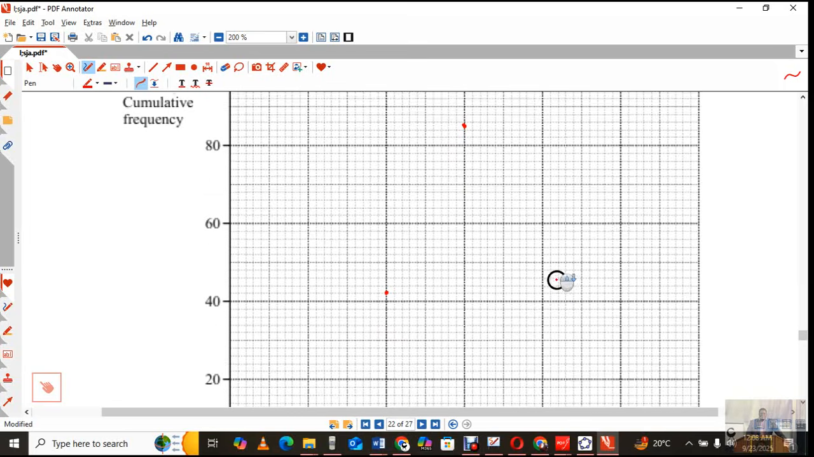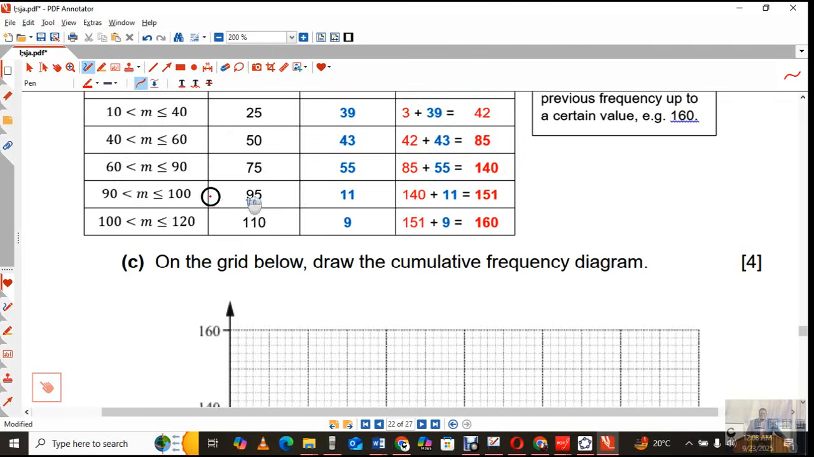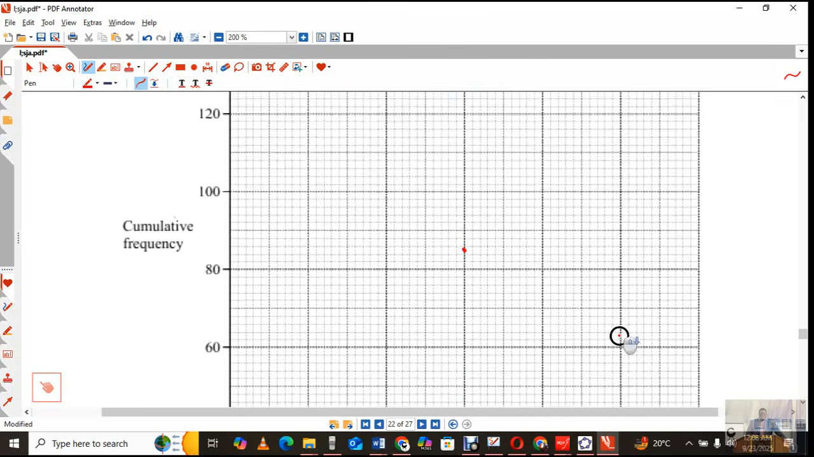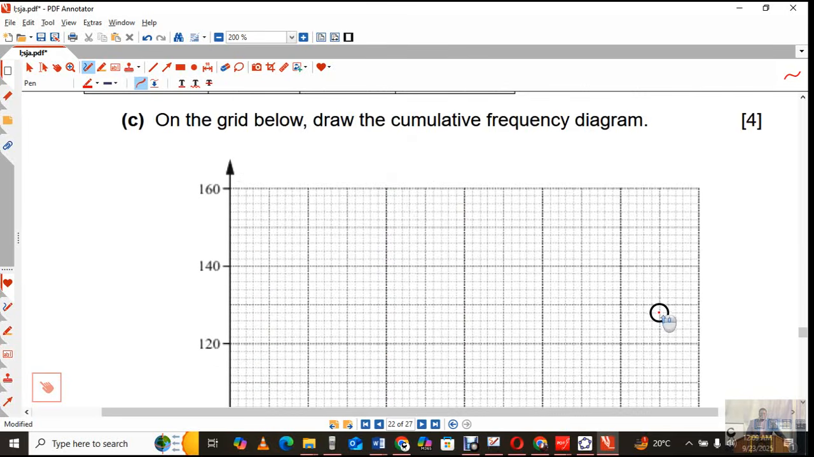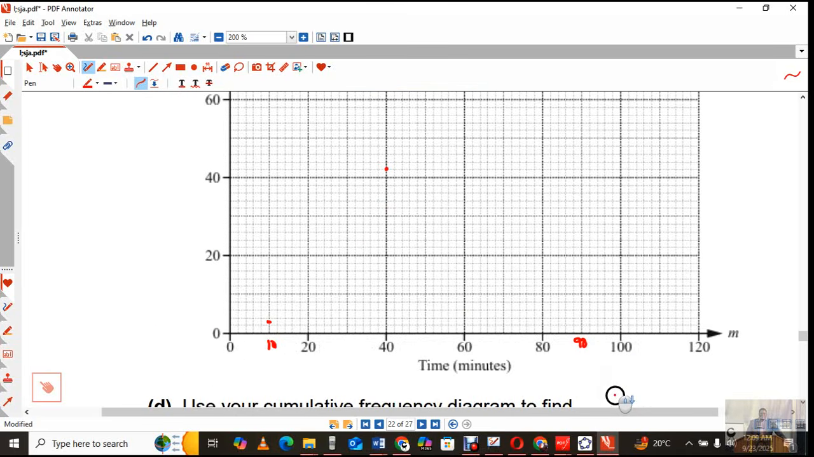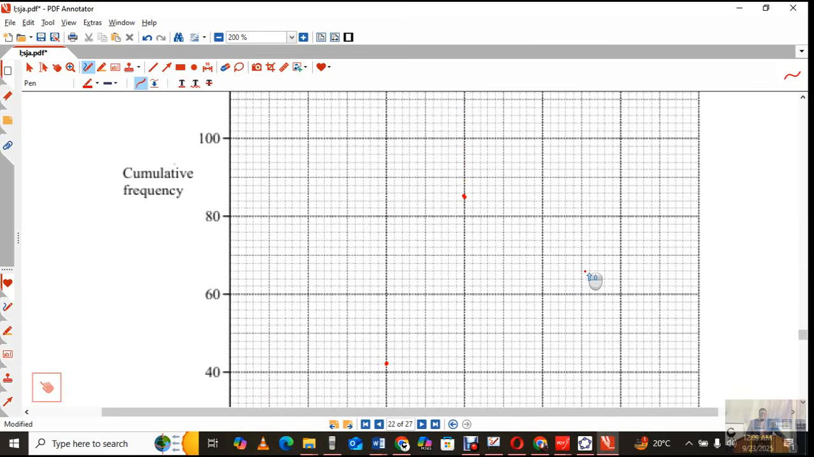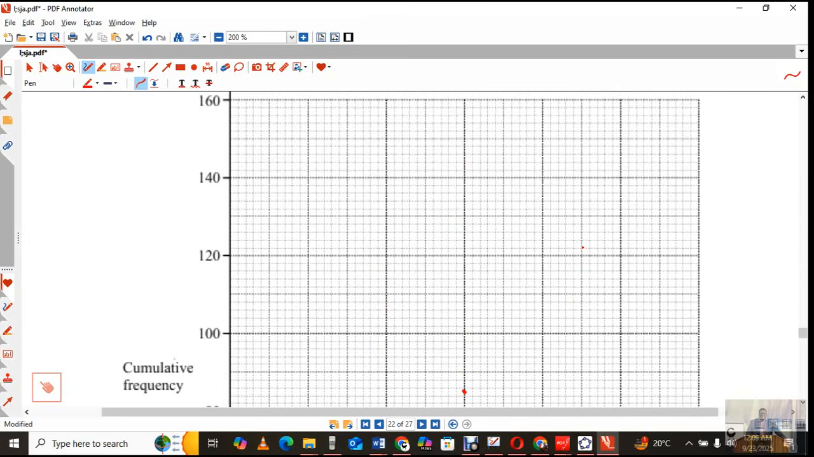And then what is the next one? The next class interval, I think it will go all the way up to 80. Now it goes all the way up to 90. If 90, then I must find 140. So 90 will be here. We said 90 is 140. So I know I'm looking for this 100, 140 is all the way up here.